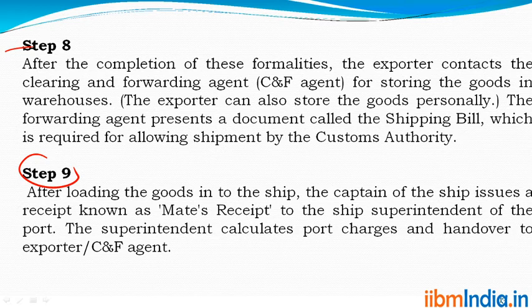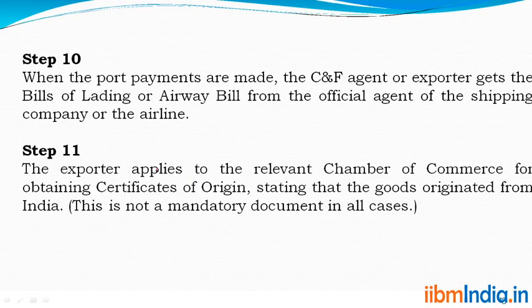A question again rises in our mind: who issues the mate's receipt? So please do remember, the captain of the ship, or the captain of the aircraft, issues the mate's receipt. The mate's receipt is always issued by the captain of the ship to the ship superintendent of the port. The superintendent calculates all the port charges and hands over to the exporter or clearing and forwarding agent. Okay. Step 10.